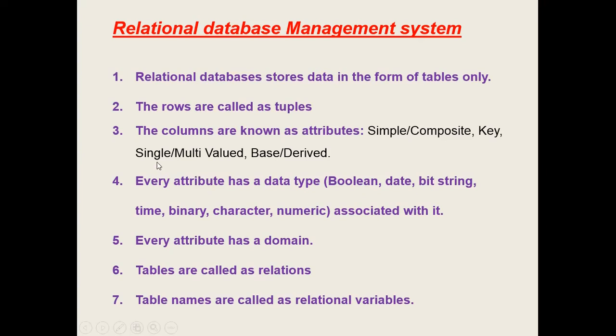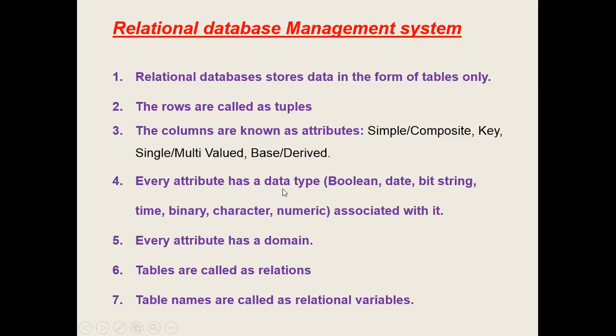Attributes could be single valued or multi-valued. For example, supplier name is a single valued attribute, whereas supplier city is a multi-valued attribute, as the supplier could exist in multiple cities. The attributes also could be base attributes or derived attributes. The date of birth of a person is a base attribute, whereas the age of the person is a derived attribute, as we can derive the age from the date of birth.